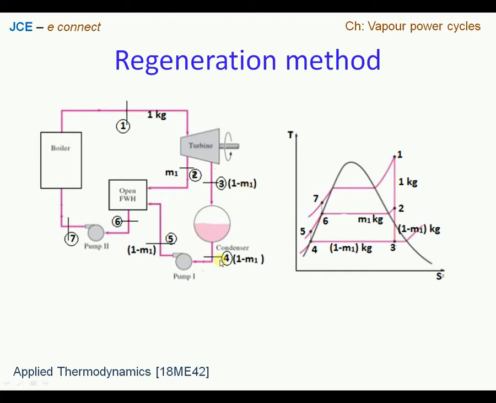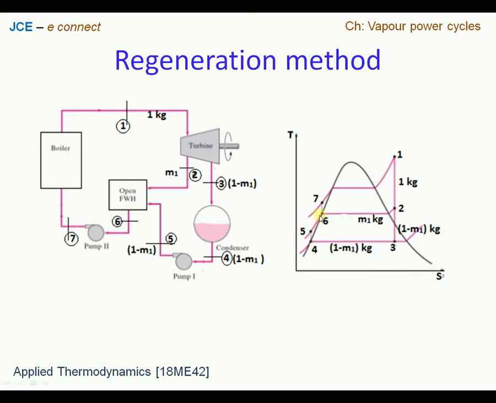Then from 4 to 5 is a pump work. So 4 to 5 is an isentropic compression process. And then we see that section 2 meets with section 5 and section 6 at a device, and this device is called a regenerator or feed water heater.